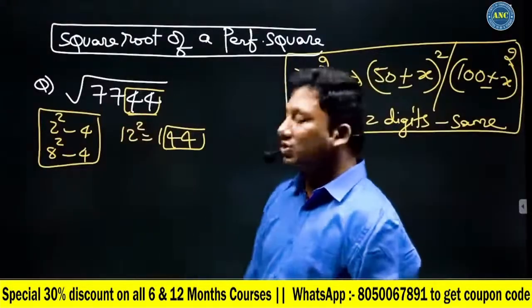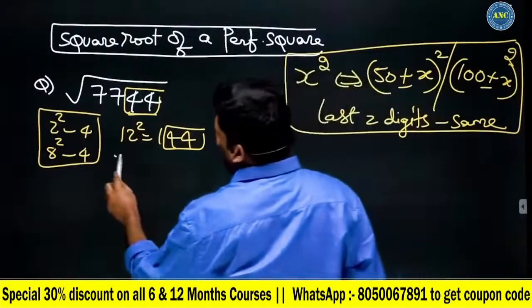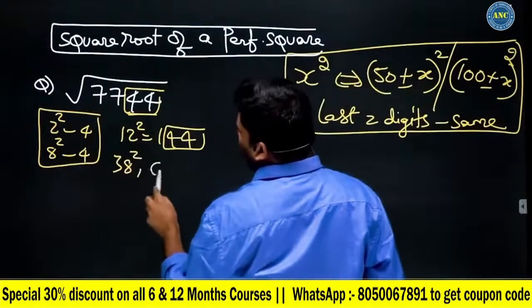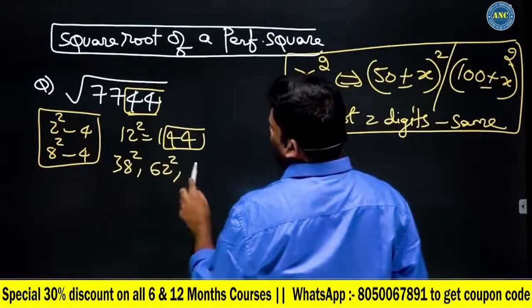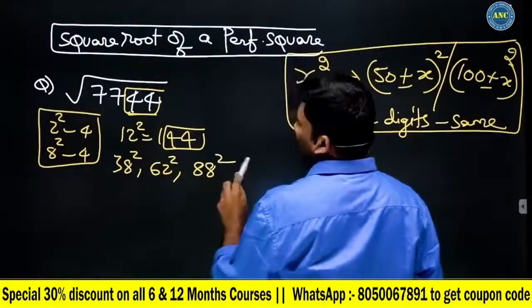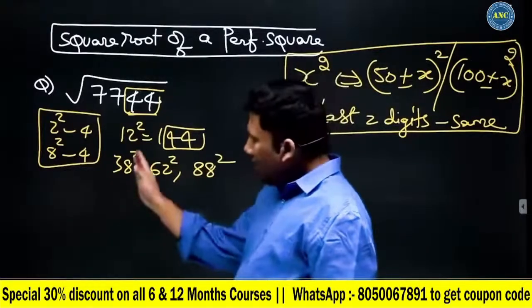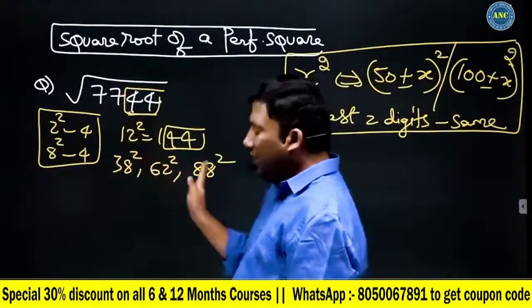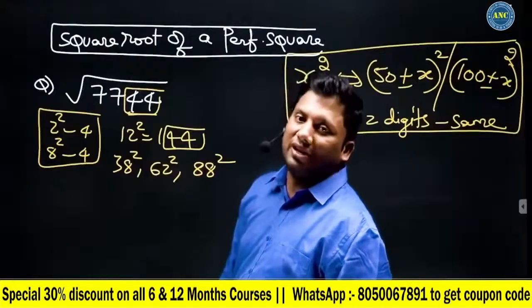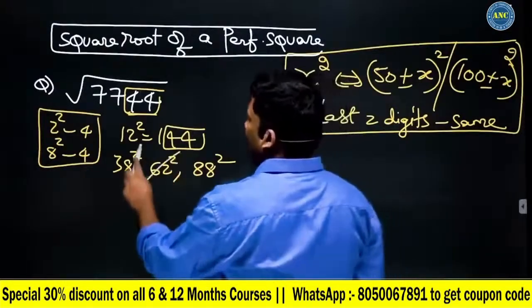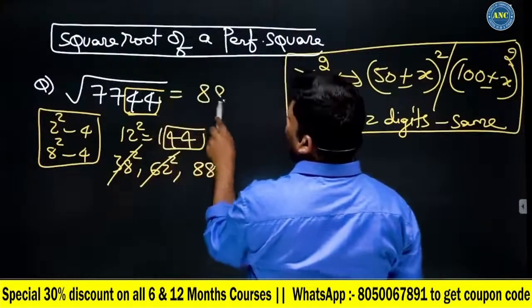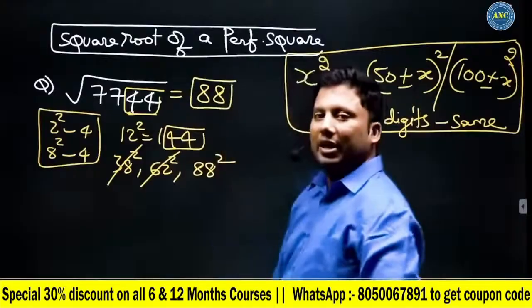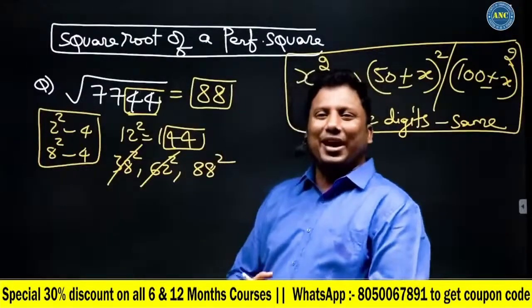44 means 12 square, 144. 50 minus 12, 38 square. 50 plus 12, 62 square. 100 minus 12, 88 square. 7,700. 80 square is 6,400. So the answer will be greater than 80. It is 88. Are you all with me? You don't need to do any other logic.